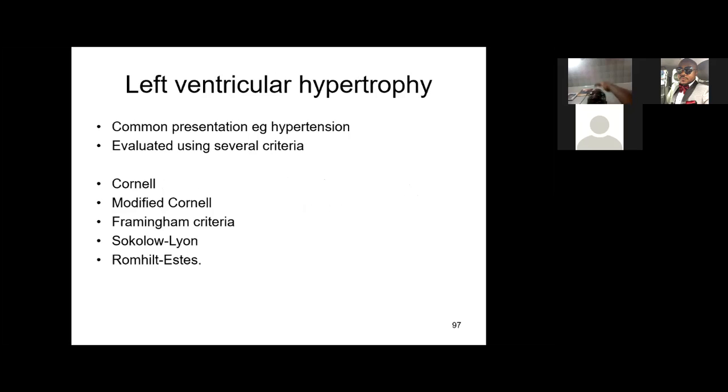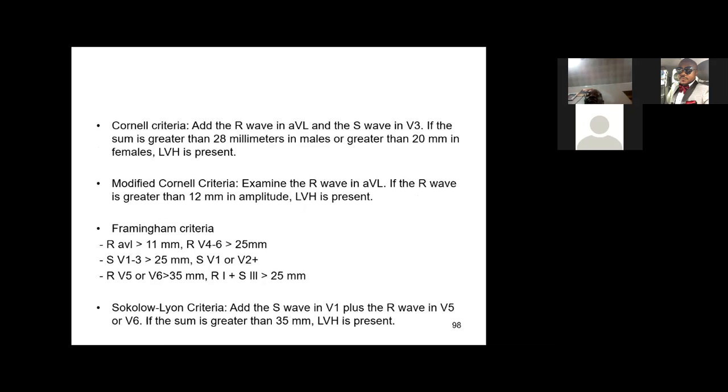Left ventricular hypertrophy, a common presentation, especially in hypertension, is evaluated using several criteria. There's the Cornell criteria, the modified Cornell, the Framingham criteria, the popular Sokolow-Lyon criteria, and the points-based Romhilt-Estes criteria. The Cornell criteria in brief: the R wave in aVL plus the S wave in V3; if the sum is greater than 28 millimeters in males, or 20 millimeters in females, then ventricular hypertrophy is present.